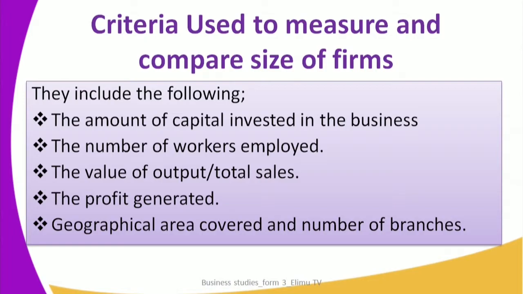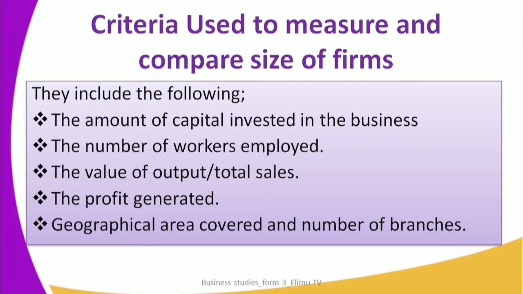So how do you use the number of workers working in a given farm to judge its size? The other one you are going to look at is the value of output, or the total sales. The other one is the profit generated. And lastly, the geographical area covered and the number of branches that a farm has.